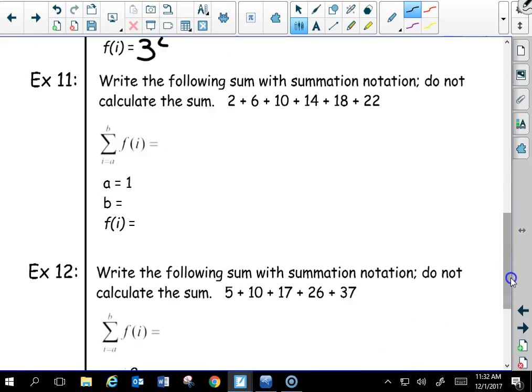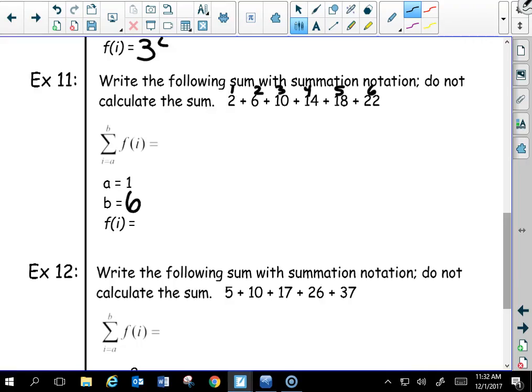Similar idea with 11. Okay, let me write my I's. We're starting at 1. We end at 6, so the 6 goes right there. And now we're trying to find some relationship between these two numbers. You know, I don't see any obvious squaring. The numbers aren't growing that fast.